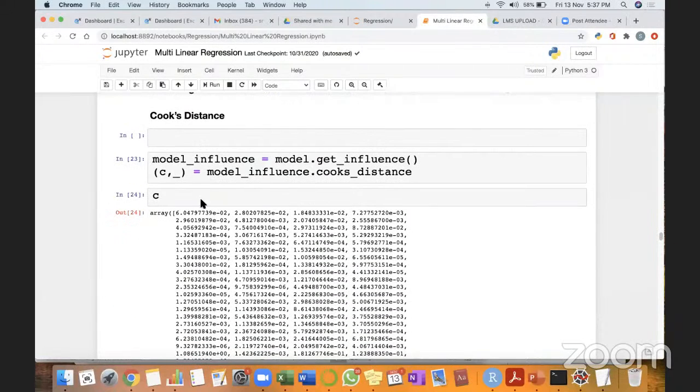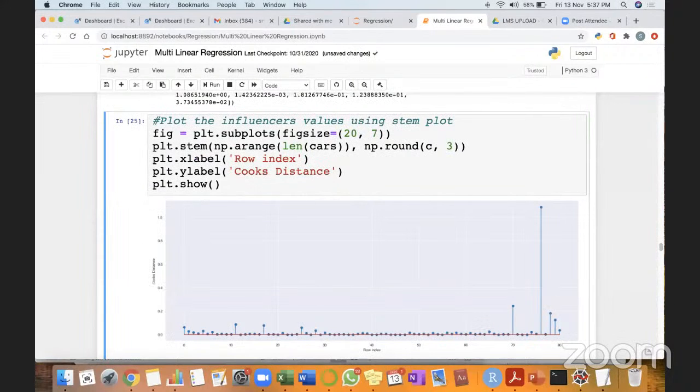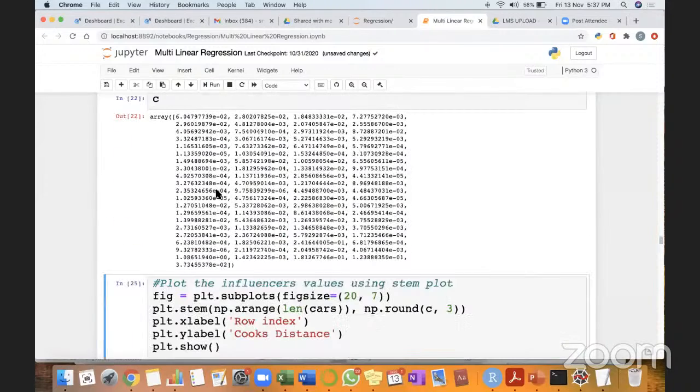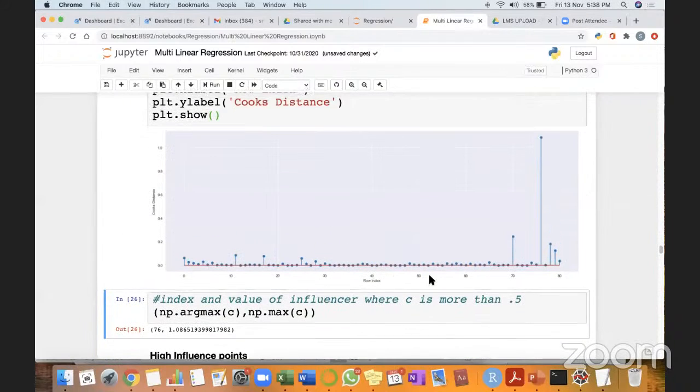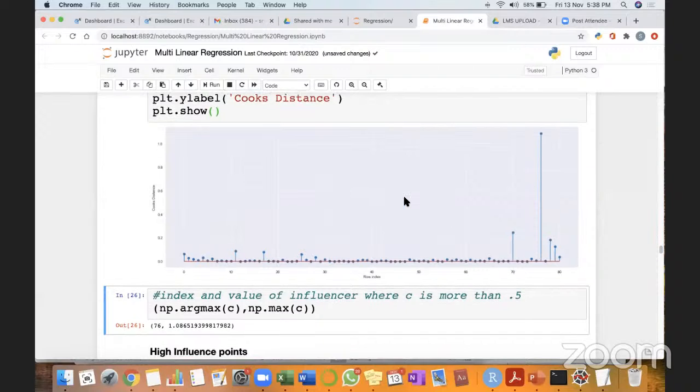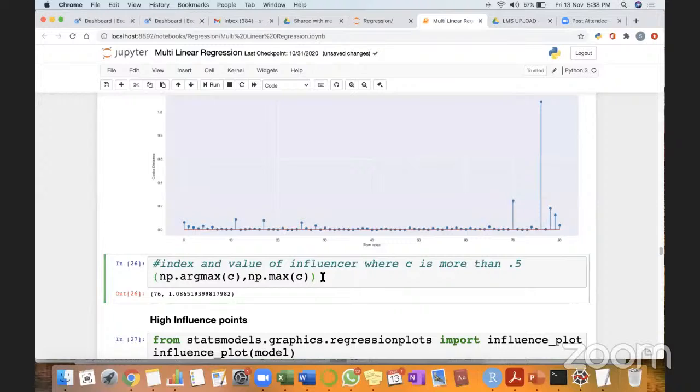Right. So this is the Cook's distance. These are the values of the Cook's distance, right? So if you plot it, this is a data point where you can see the maximum value that is more than 1. So this data point we are going to remove. So what is the data point? That is the 76th observation from the data, and the value of the Cook's distance is 1.08. This is more than 1, and this data point has to be removed.